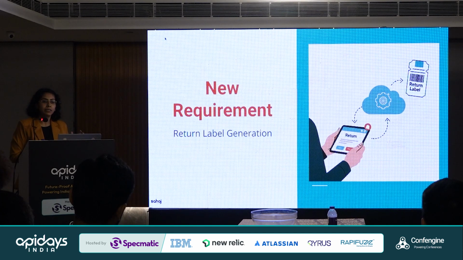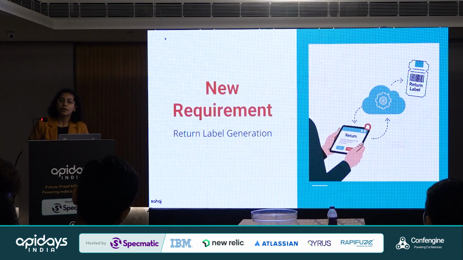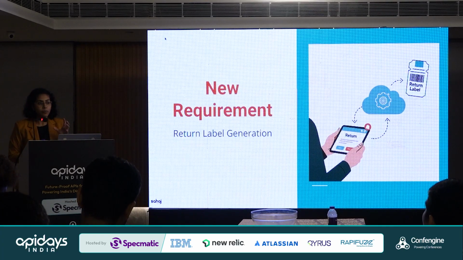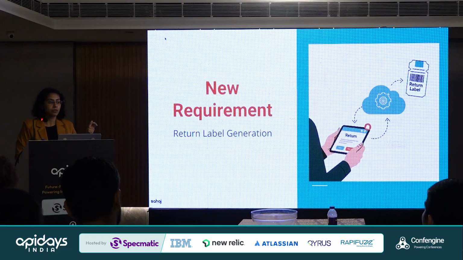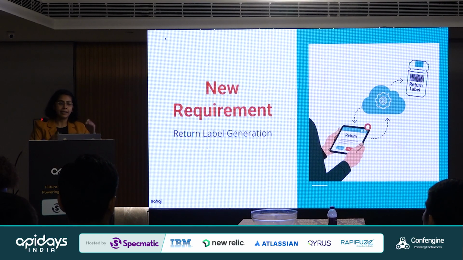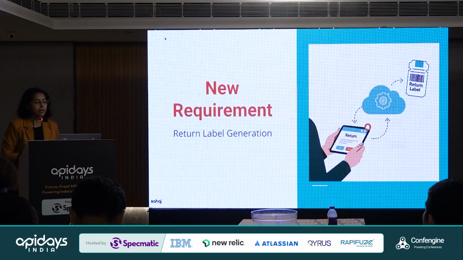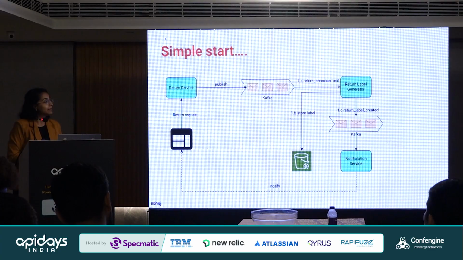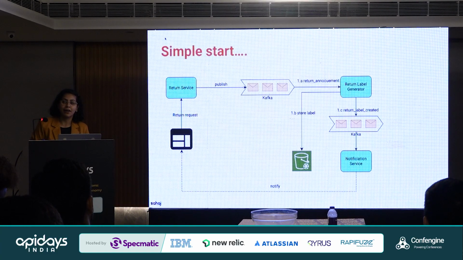Then we got a simple new requirement where we had to automate the return process. So to automate the return process, when the customer actually announced the return, we wanted to generate the label in the background and later send it over as notification. It was a simple problem statement, and we had a default bias towards Kafka.